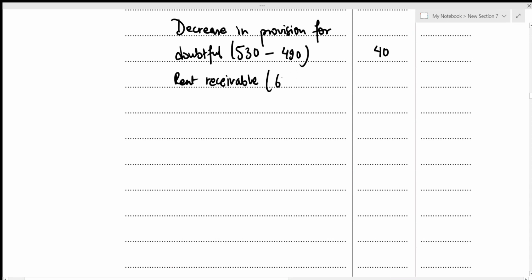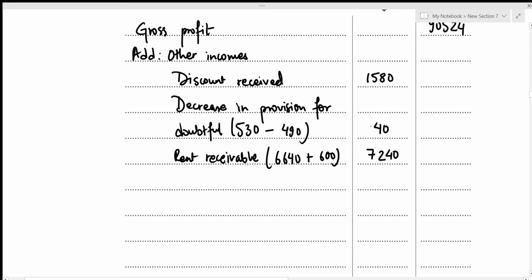So this was 6,640 plus 600, which gives the total rent received to be 7,240. This concludes the income section. So let's just calculate the total for the income by adding these three values. That's going to be 1,580 plus 40 plus 7,240. That gives 8,860. Now we just need to subtract all of the overheads.